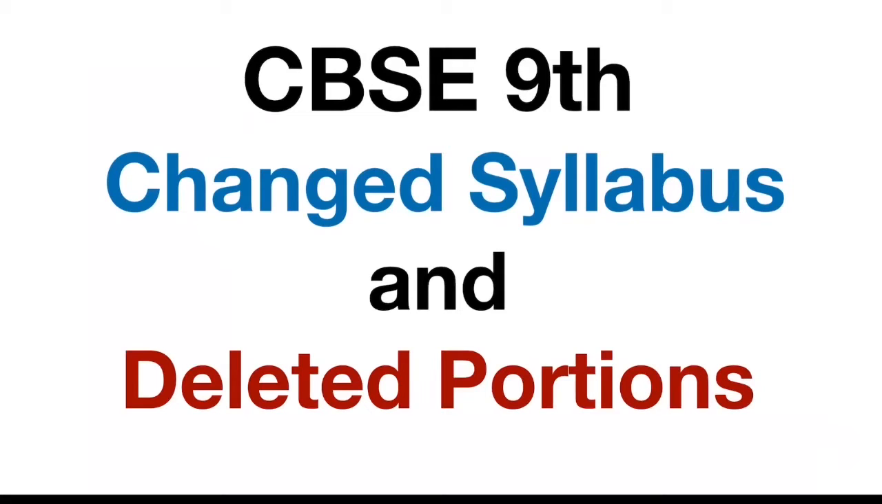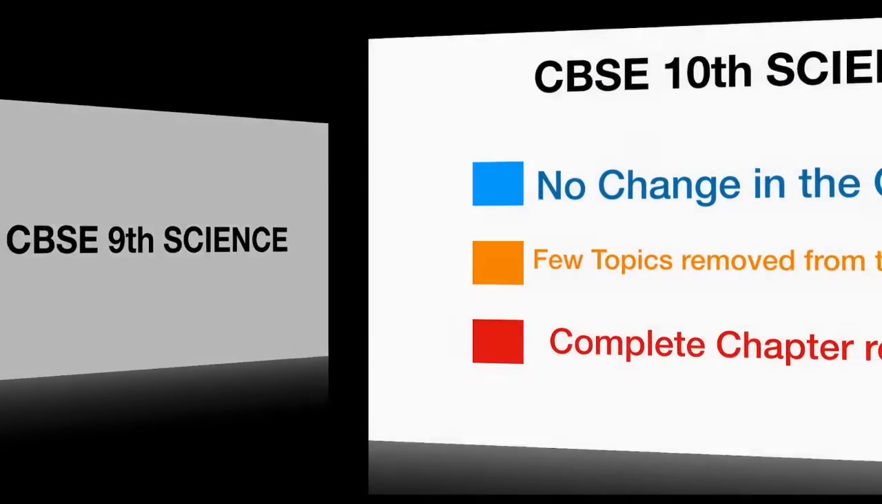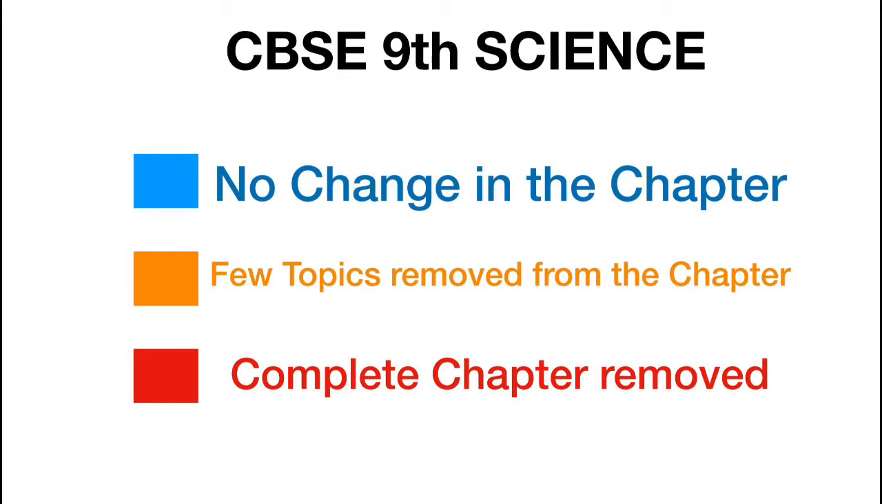In today's session, we'll talk about the changed syllabus and the deleted portions from CBSE 9th grade science subject. Okay, let's move. In our presentation, we have used three different colors, blue, yellow or orange, and red, to present the different types of chapters.